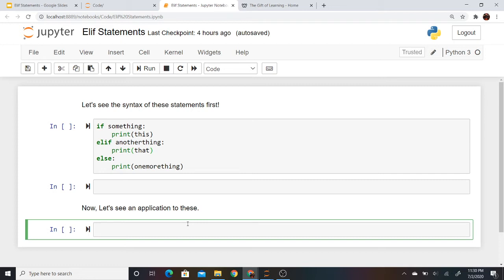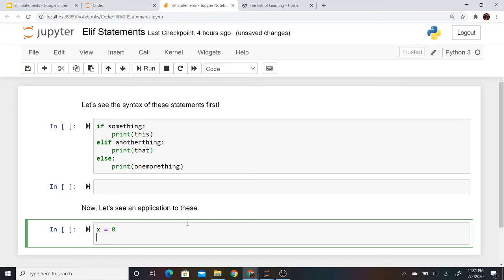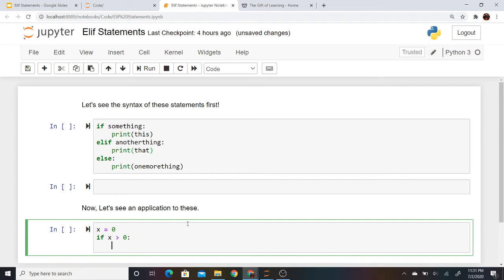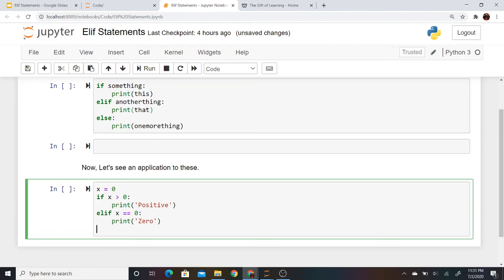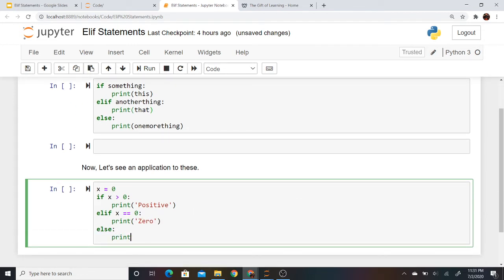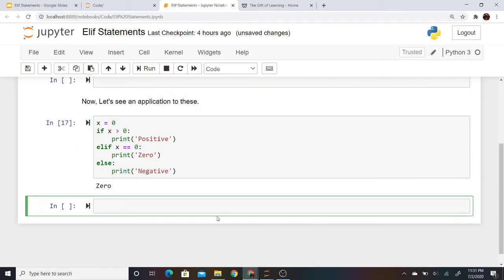So we did the positive number, negative number program. Let's say x equals 0. Then we'll say if x is greater than 0, print positive. Then we can say elif x is equal to 0, print 0. Else, print negative. And when we run this, we get 0.